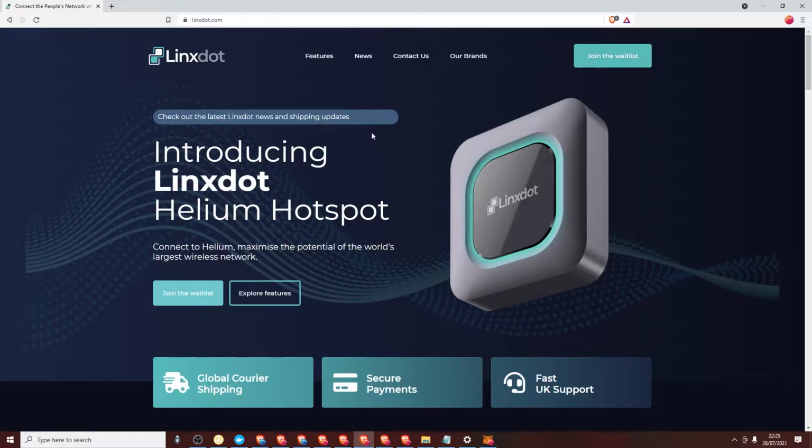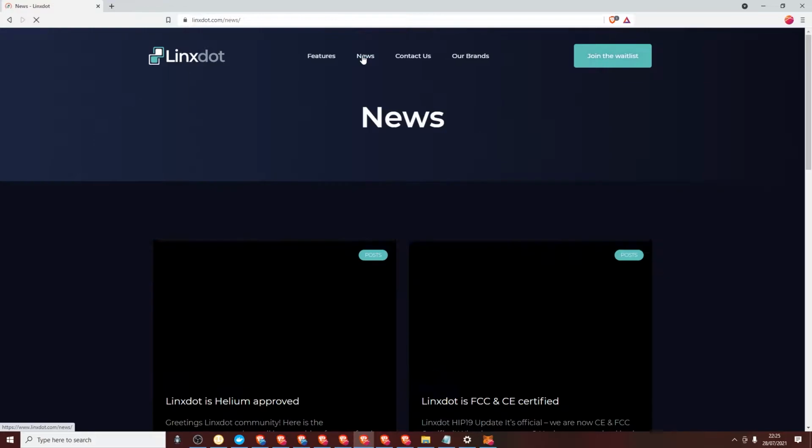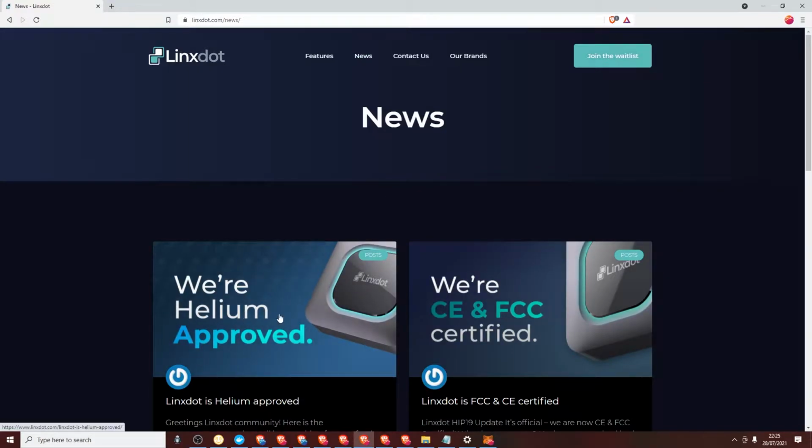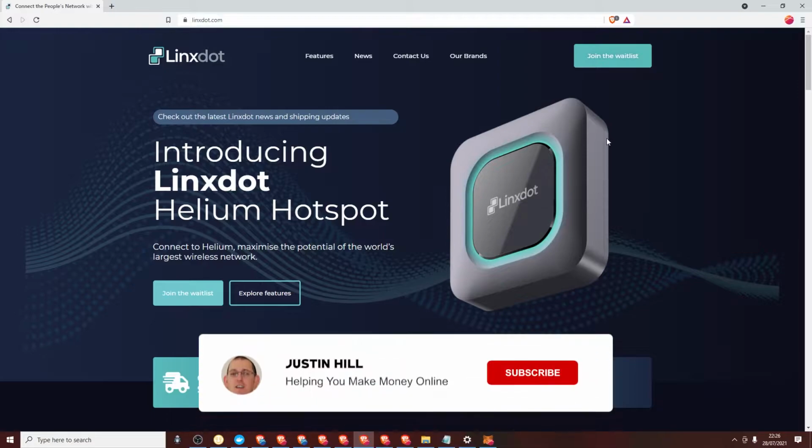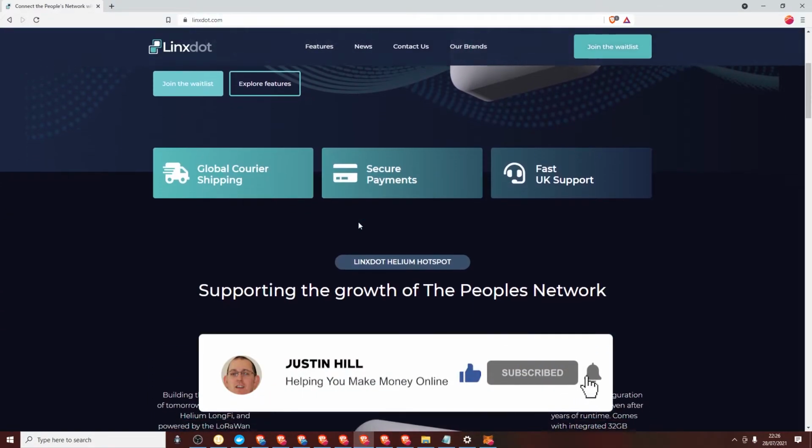And guess what? They're Helium approved. So let's cover it. Let's have a look at the device. Looks pretty smart there. Let's have a look.